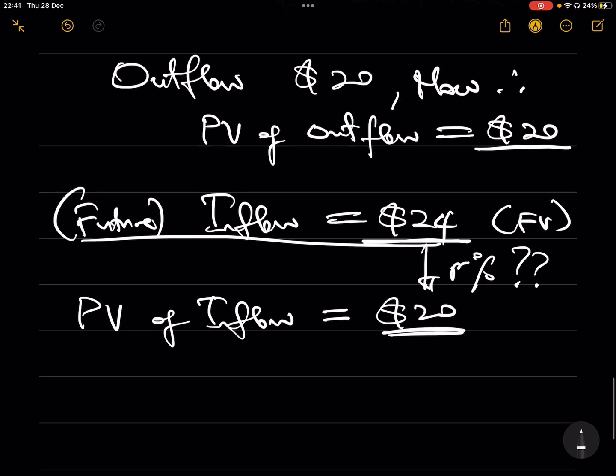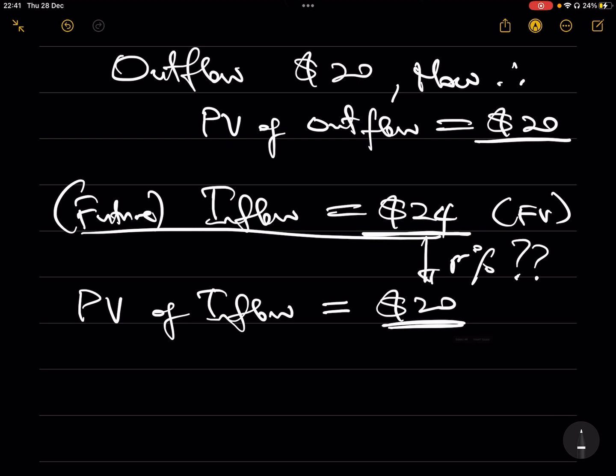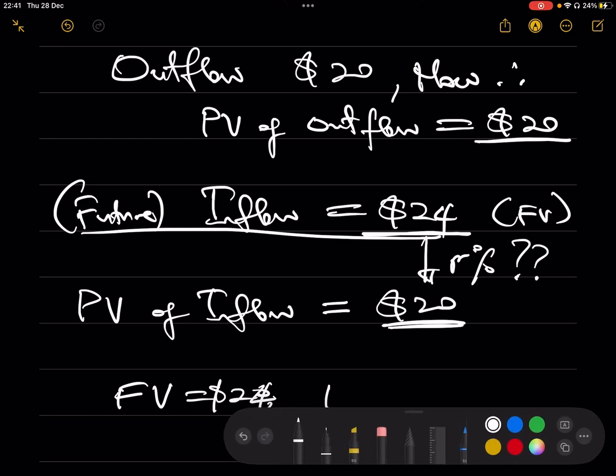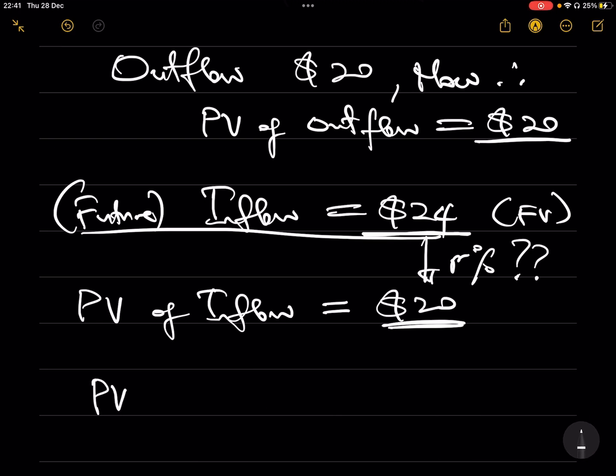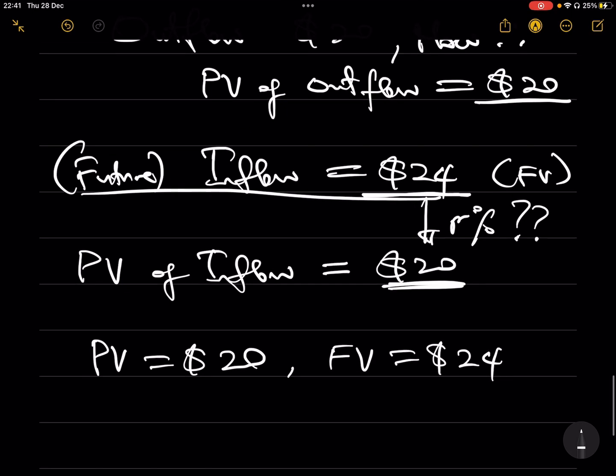So like I said, this is a simplified form. So we can easily just use the discounting rate to say, okay, future value is equals to $24. So the present value we are looking for is $20. That's what we want to arrive at, this present value. The future value we have is $24. And we know N is 5 years, but we don't know R.